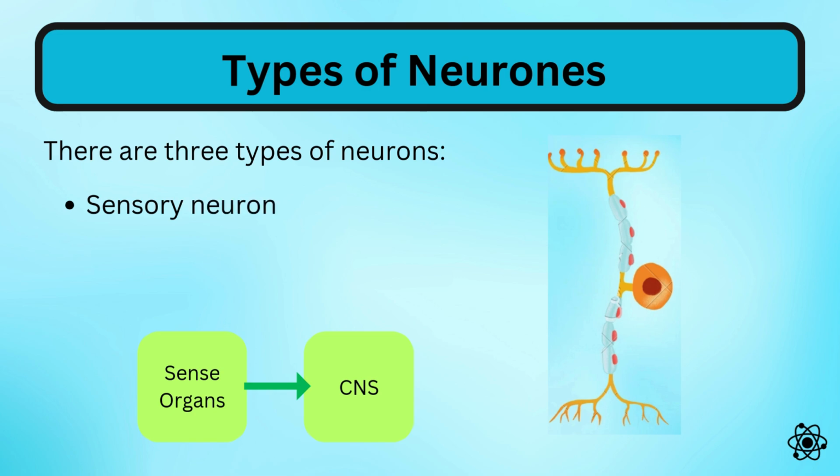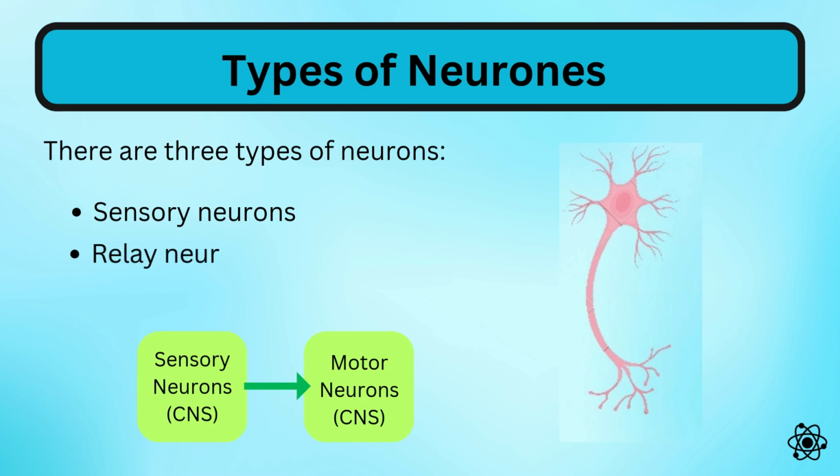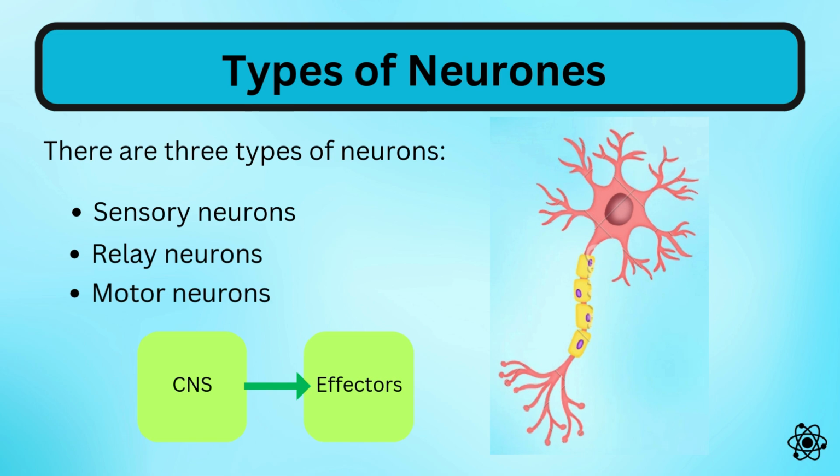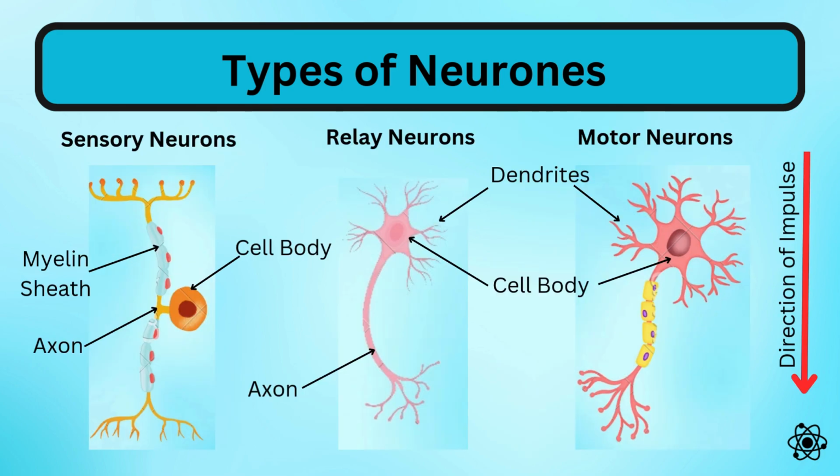Sensory neurons carry impulses from the sense organs to the central nervous system, that is, the brain or the spinal cord. Relay neurons are found inside the central nervous system and connect sensory and motor neurons. And motor neurons carry impulses from the central nervous system to effectors, that is, the muscles or glands. So, you are expected to identify in diagrams and images sensory, relay, and motor neurons.